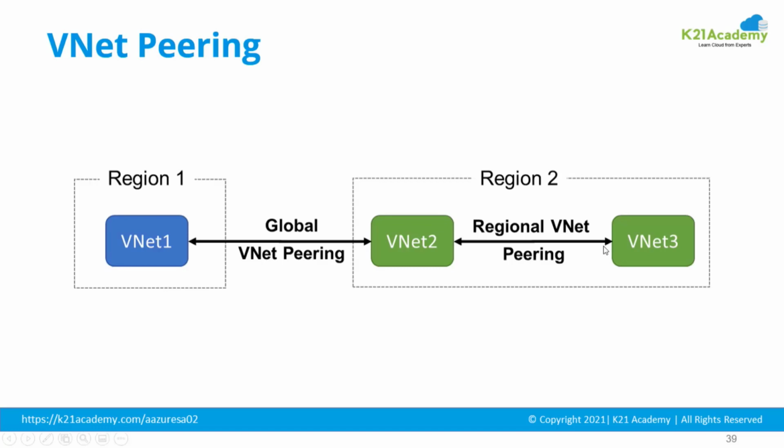So if I'm connecting two networks within the same region, we call it regional peering. If I'm peering two networks across different regions, we call it global VNet peering or global peering. I hope that makes sense.